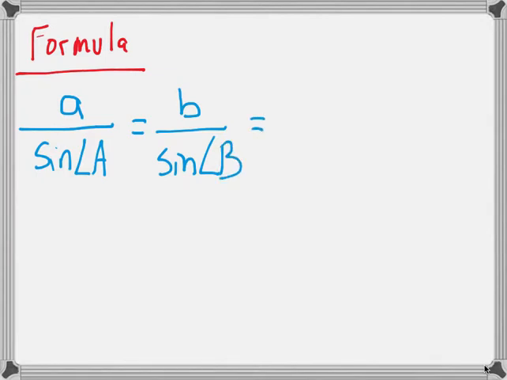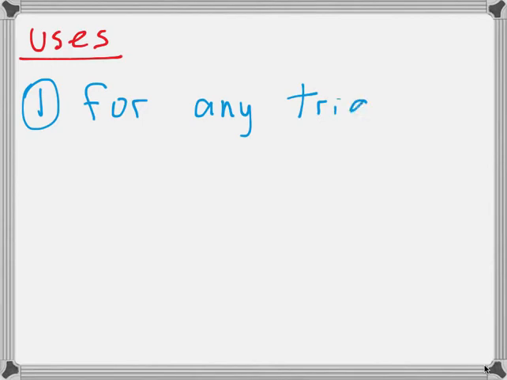Okay, now it's getting pretty obvious, isn't it? So that means that side C is going to be over sine of angle C. Now depending on what you're given, here are its uses. You can use it for any triangle. It does not have to be a right triangle. Could be a quiz question tomorrow.